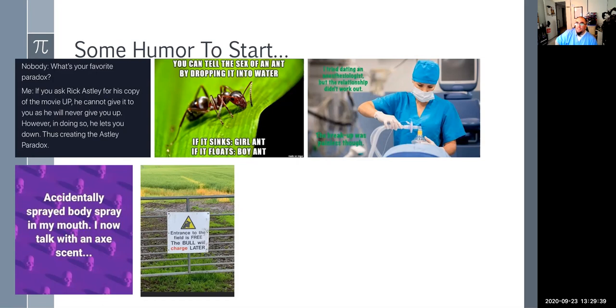And then a physics question. You can tell the sex of an ant by dropping it into water. If it sinks, it's a girl ant. If it floats, it's a boy ant. All right, somebody's laughing. I appreciate it. That's what I need. I tried dating an anesthesiologist, but the relationship didn't work out. The breakup, though, was painless. I accidentally sprayed my body spray in my mouth. Now I talk with an accent.